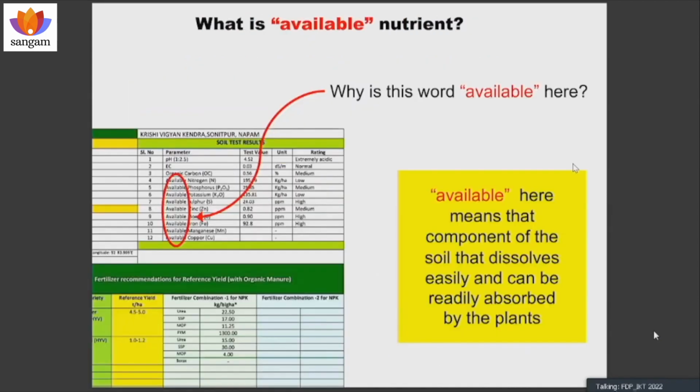So this word available, eventually, what it meant was the protocol for testing the soil takes the soil and they put a measured quantity of soil, then they have a burette which takes a measured quantity of water or a very dilute acid, and then they take the extract that comes out of that and they test it. So anything that's soluble easily is what appears in the report. That's why they use the word available.